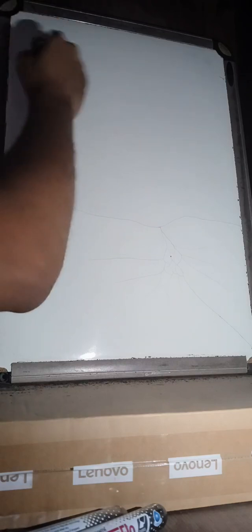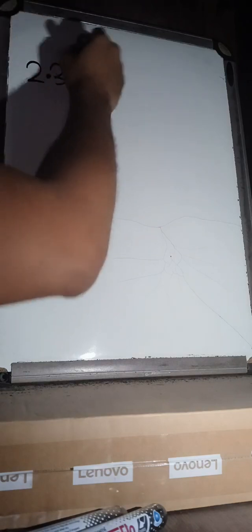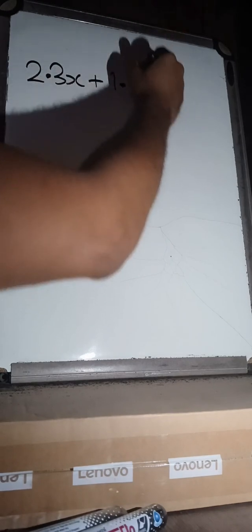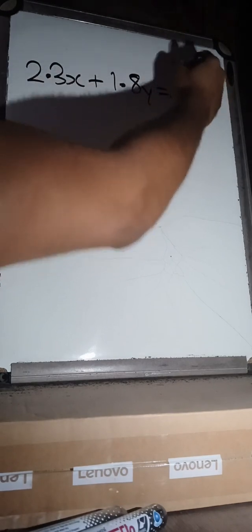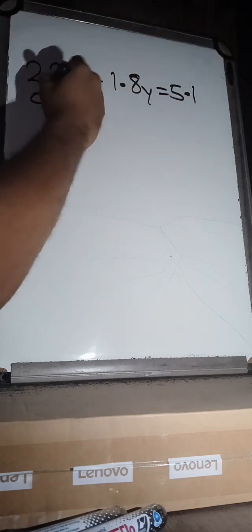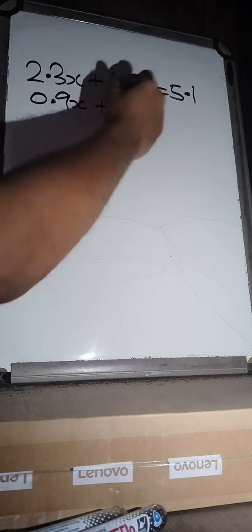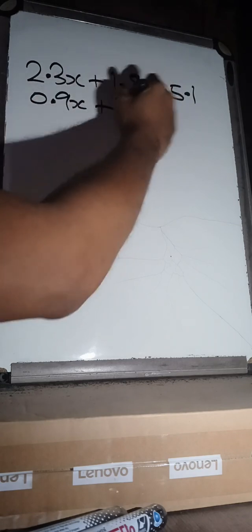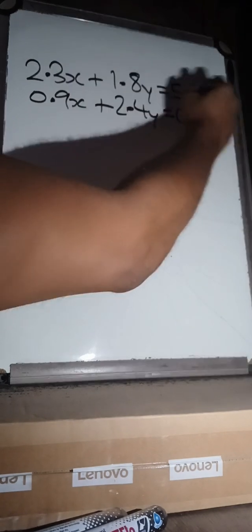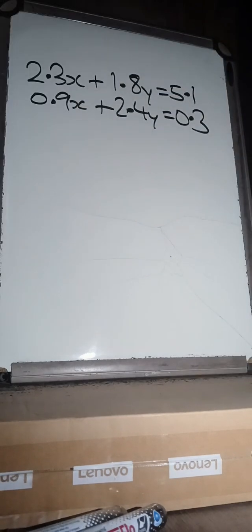Anyway, 2.3x plus 1.8y equal 5.1, 0.9x minus 2.4y. Alright, good.